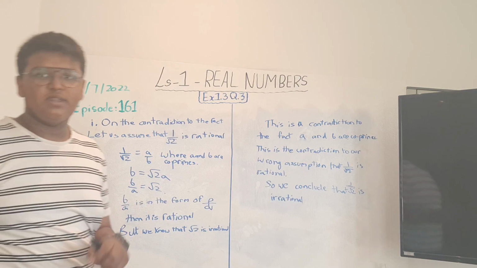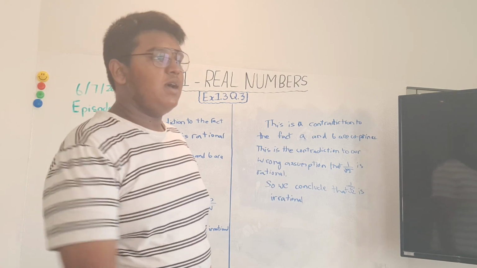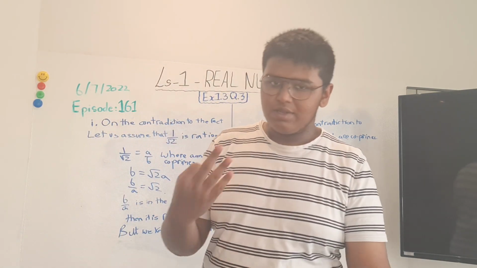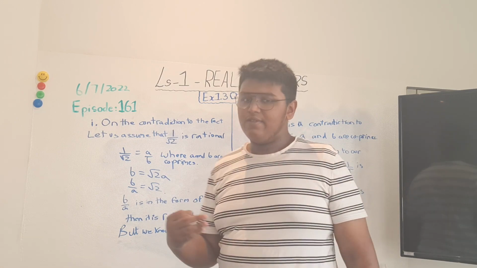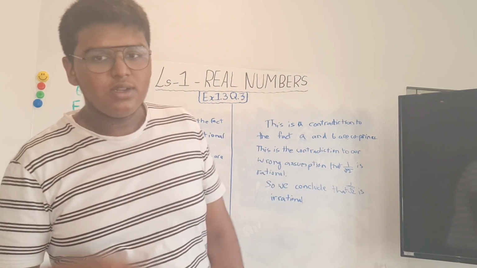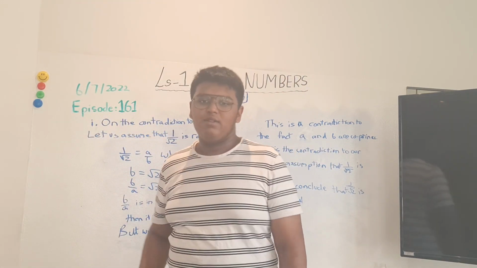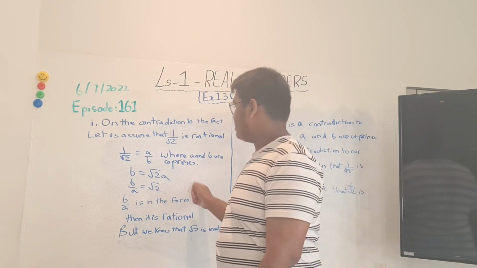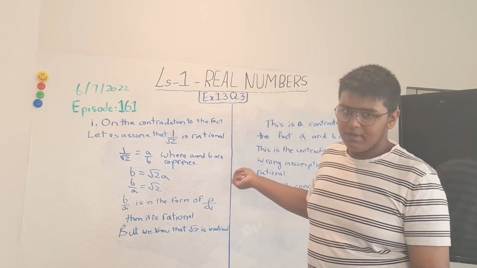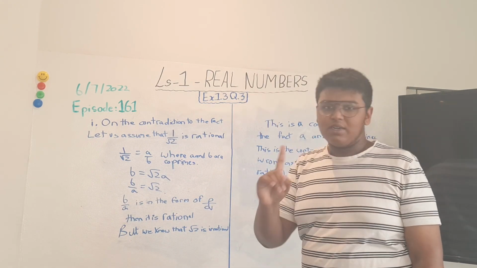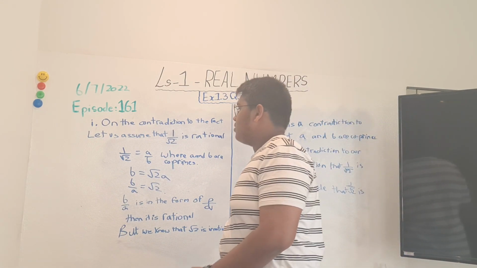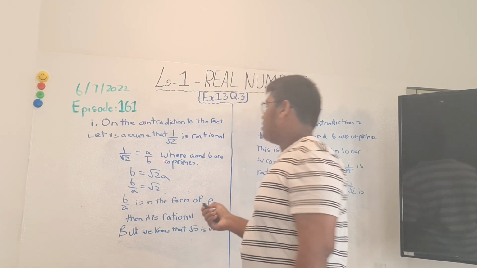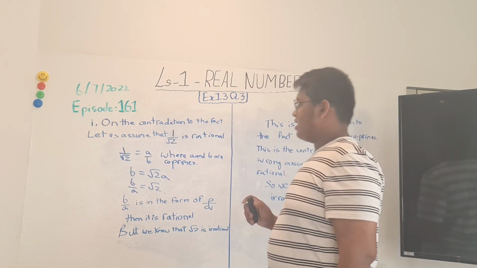As I told you in my previous video, there are 3 sub-questions, so I will divide each sub-question into its own video. For 3 sub-questions I am making 3 videos. So this is the first video of question number 3, part 1. The question is: prove that 1 by root 2 is irrational.